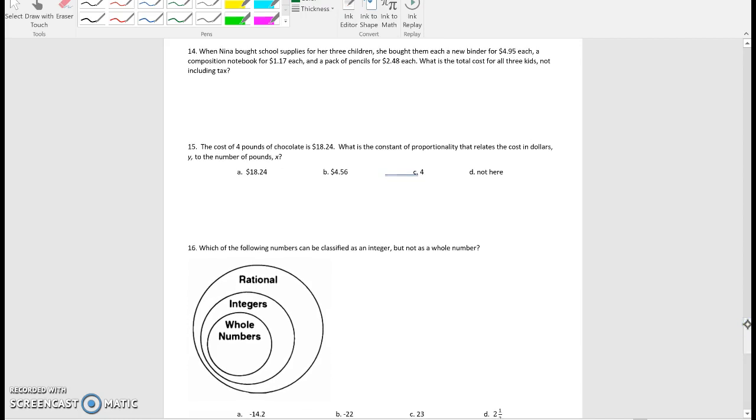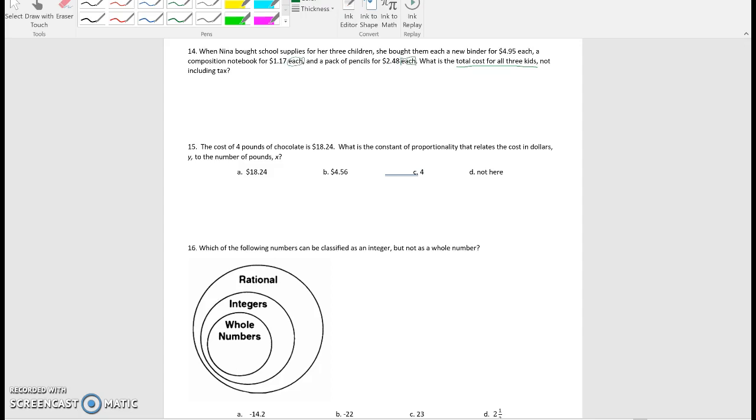Question 14. When Nina bought school supplies for her 3 children, she bought them each a new binder for $4.95 each, a composition notebook for $1.17 each, and a pack of pencils for $2.48 each. What was the total cost for all 3 kids, not including tax? So I see a lot of each in this problem. Pay attention to your keywords.